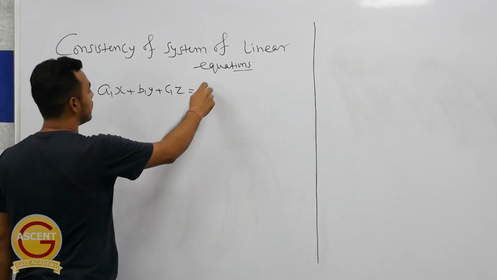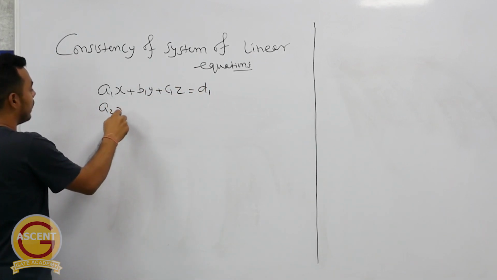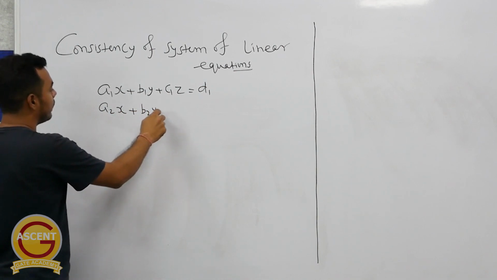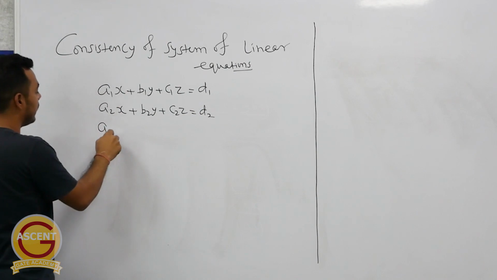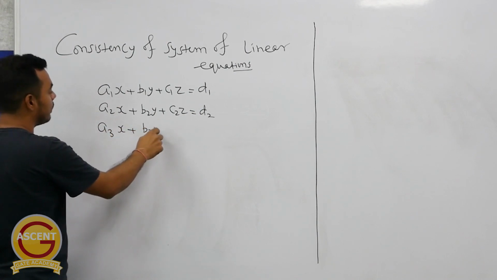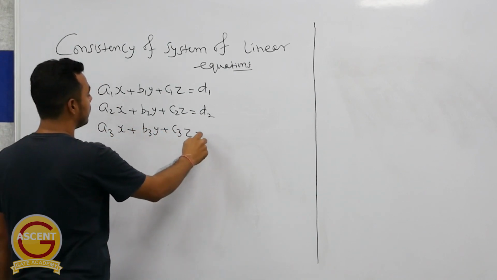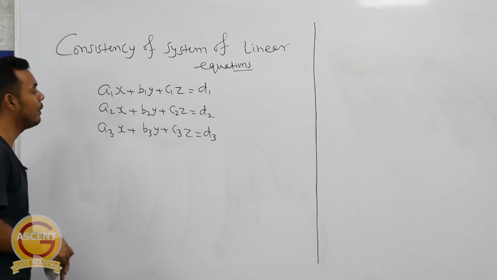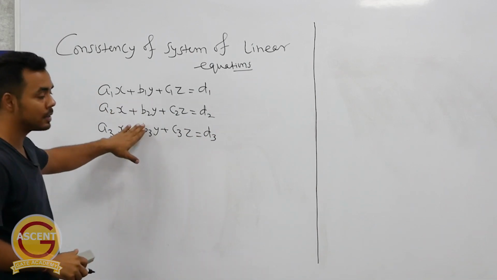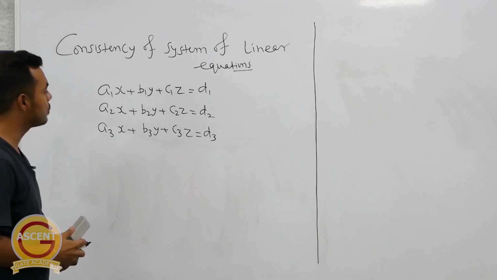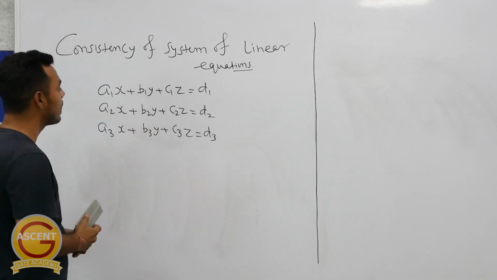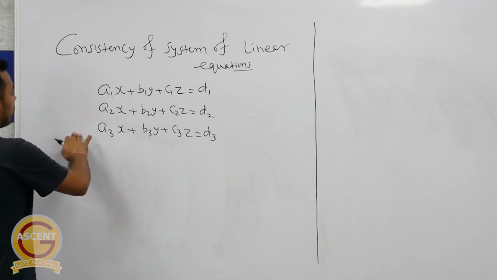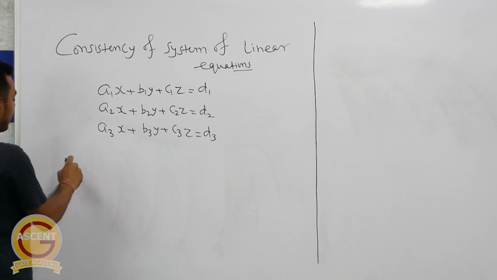So suppose I have this system of equations: first equation is a1x plus b1y plus c1z equals d1, a2x plus b2y plus c2z equals d2, and finally a3x plus b3y plus c3z equals d3. And we are interested in finding the consistency of this system of linear equations, and we also want to find what is the condition for unique solution, infinite solution, and no solution. So first we are going to define four matrices.